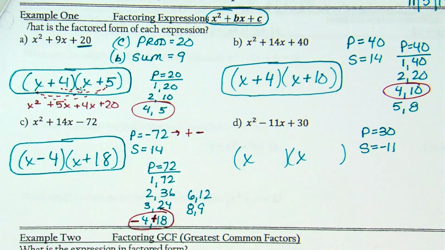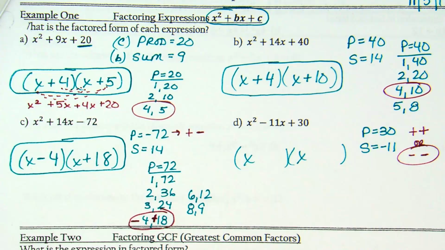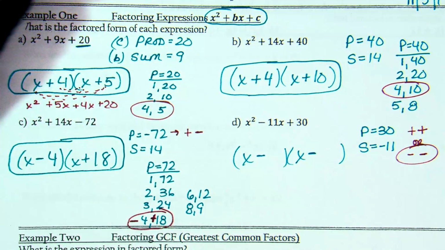If it multiplies to be a positive, my options are either two positives or two negatives. How do I add to be a negative? You're going to have two negatives. So it is going to be two negatives. Products of 30: 1 and 30, 2 and 15, 3 and 10, 4 and, doesn't go, 5 and 6.